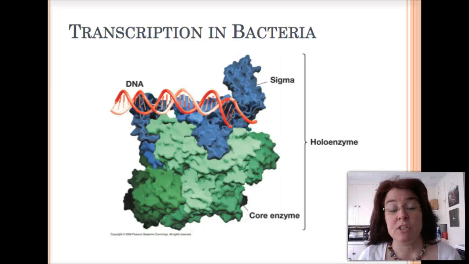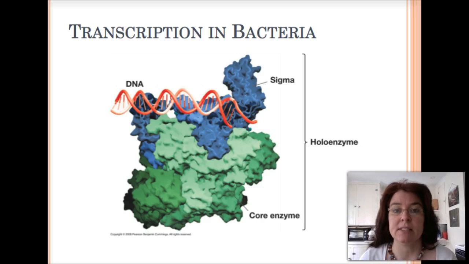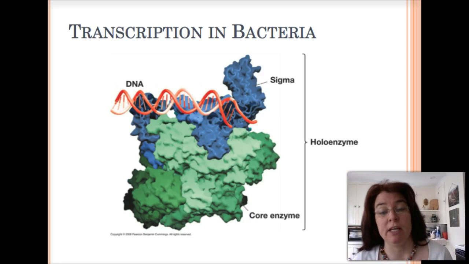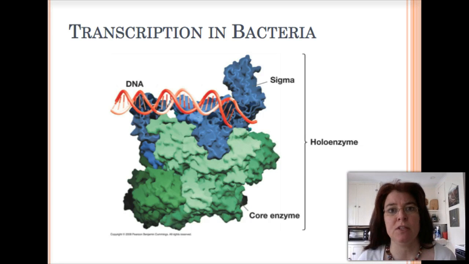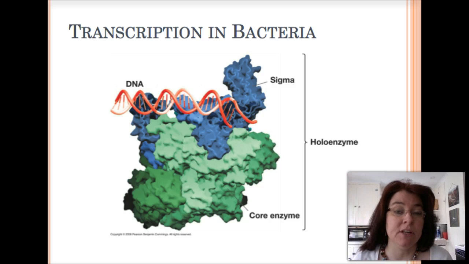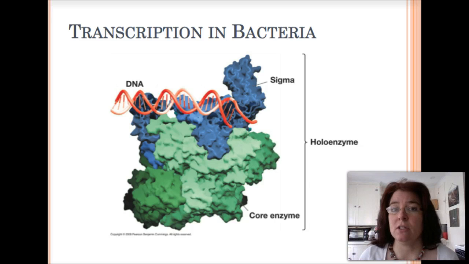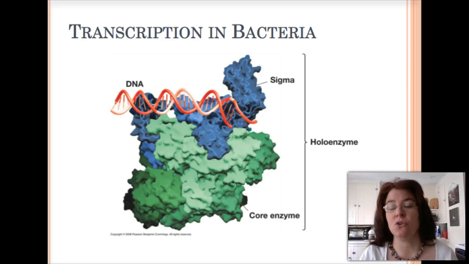The last time we were together, we finished up by looking at this slide, which shows us an image of the enzyme that performs transcription in bacteria called RNA polymerase. Remember, in this image, we can see the double helix of DNA shown in red, and then we can see this huge protein molecule that represents the enzyme. Remember that RNA polymerase in bacteria has two parts to it. It has a regulatory subunit called sigma, and it has a catalytic subunit, or the part that actually does the work, and that's called the core.